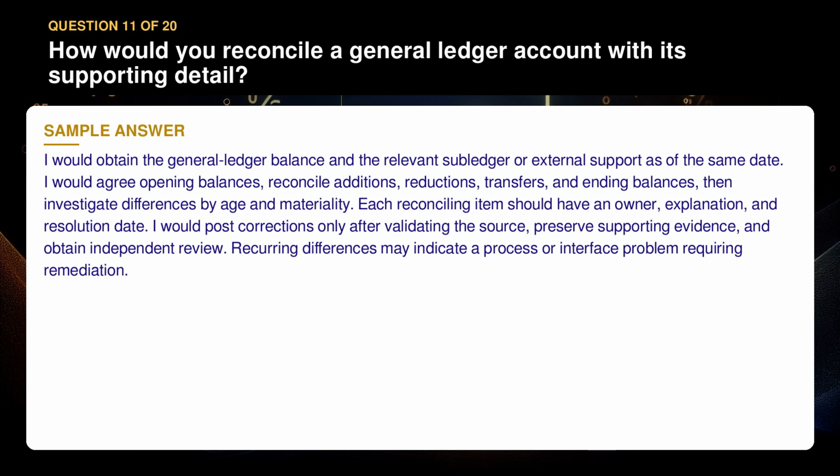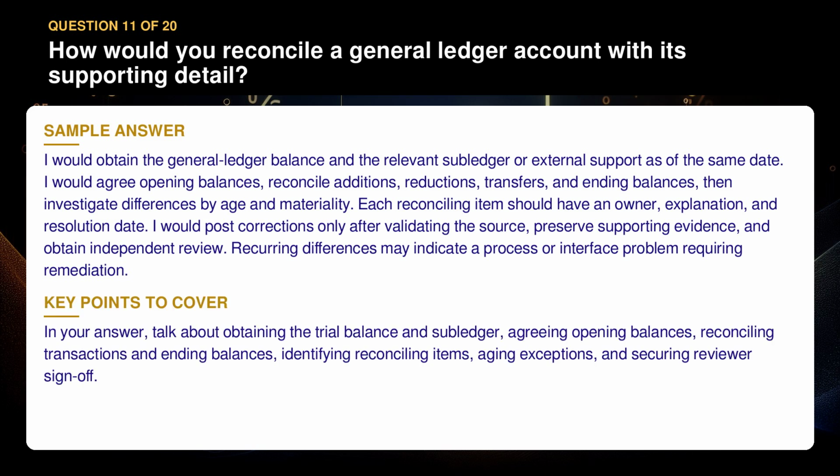I would post corrections only after validating the source, preserve supporting evidence, and obtain independent review. Recurring differences may indicate a process or interface problem requiring remediation. In your answer, talk about obtaining the trial balance and subledger, agreeing opening balances, reconciling transactions and ending balances, identifying reconciling items, aging exceptions, and securing reviewer sign-off.